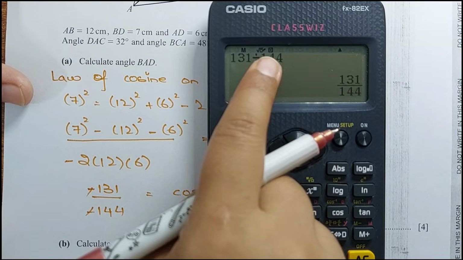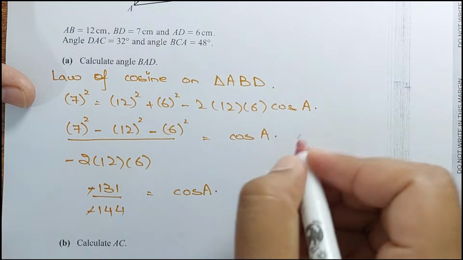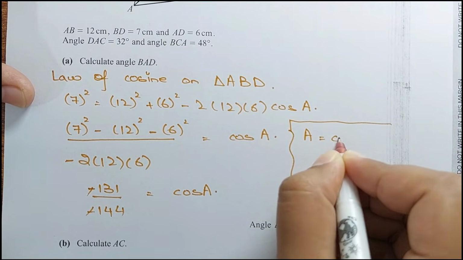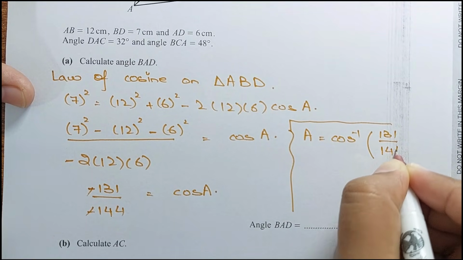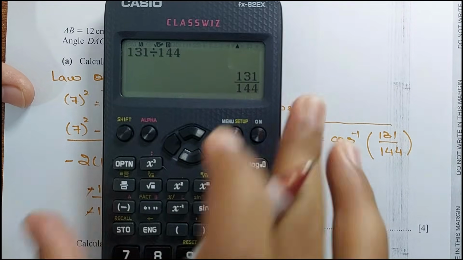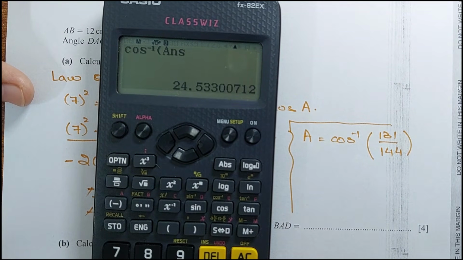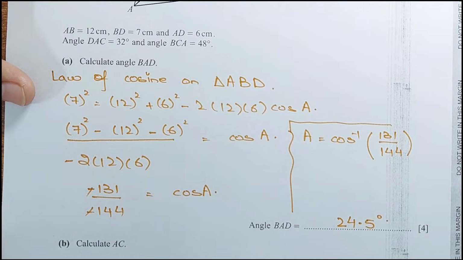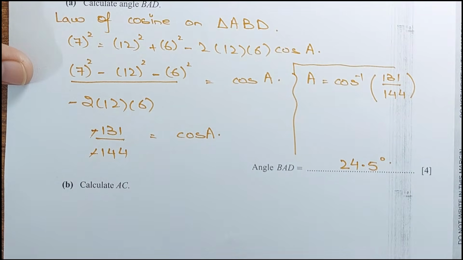Now it should be in degrees, right? Because these two angles are in degrees. Now from here, A should be equal to cos inverse of 131 over 144. Simplify. Cos inverse of the answer is 24.5 degrees up to one decimal place. That is the angle BAD. All right, now for part B, calculate AC.